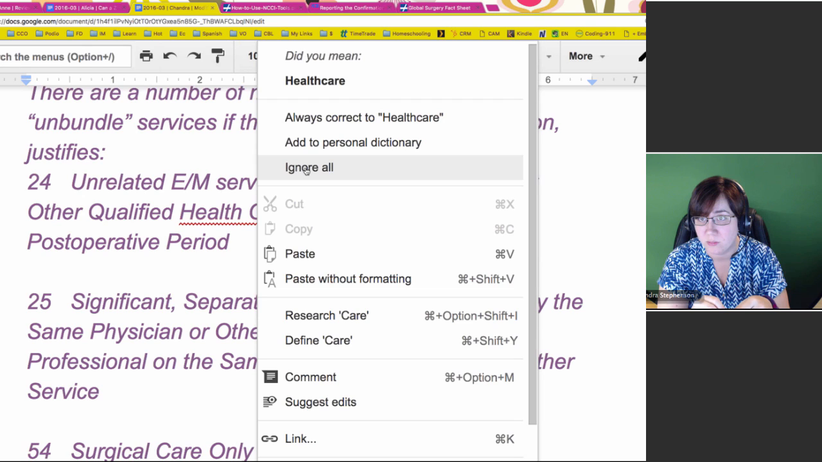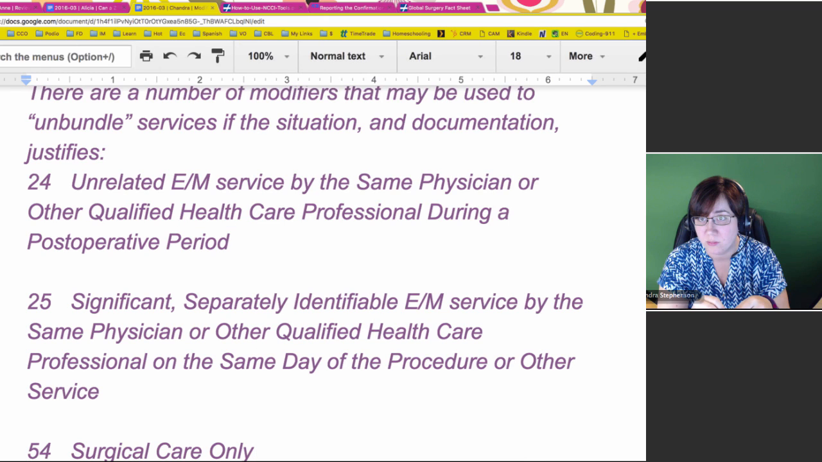These go on the evaluation and management. 24 says, hey, the patient was here, but I saw him for something completely unrelated to the surgery they had done. I see this a lot in family practice. Maybe we have a patient who's pregnant and she comes in for something unrelated to the pregnancy, right? Maybe she has an ankle sprain.